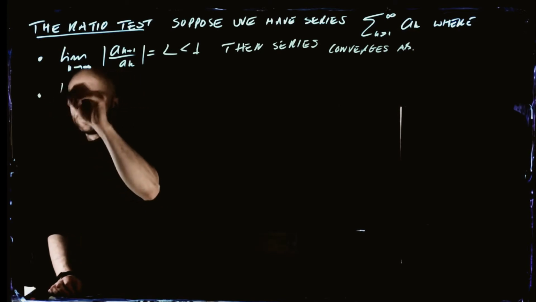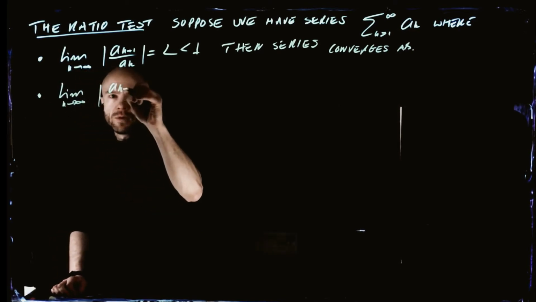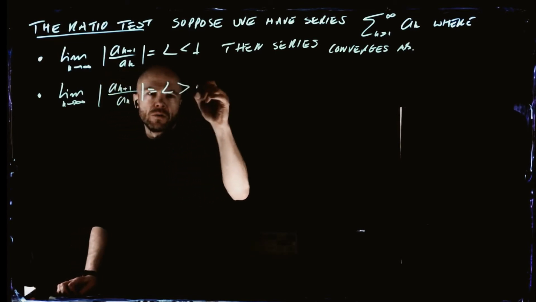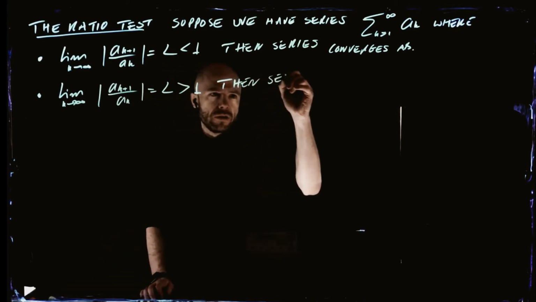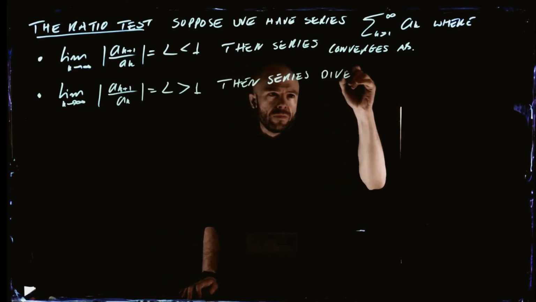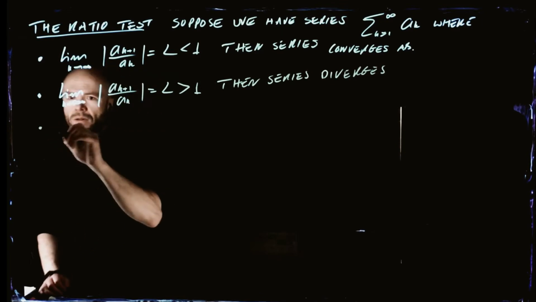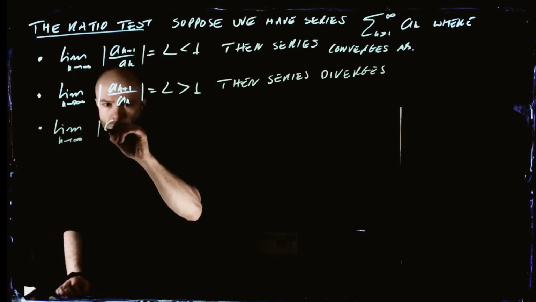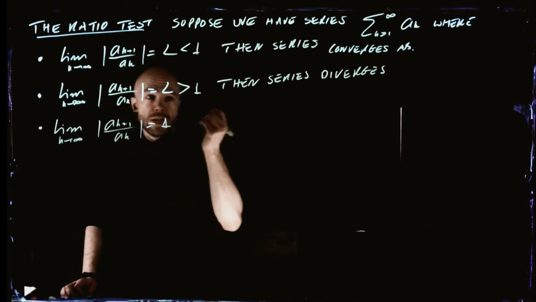Second possibility, the limit as k goes to infinity of the absolute value of a_(k+1) over a_k is equal to L, which is bigger than 1. Then the series diverges. And third possibility is that either the limit doesn't exist or the limit might be equal to 1. If the limit's equal to 1, then we know nothing.